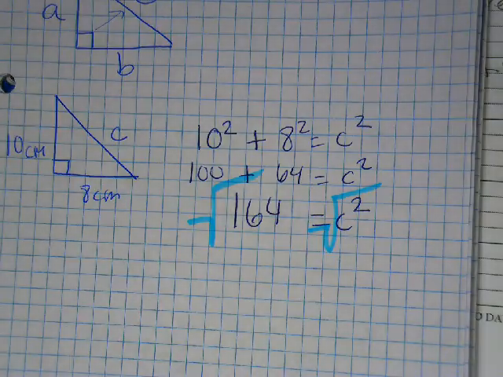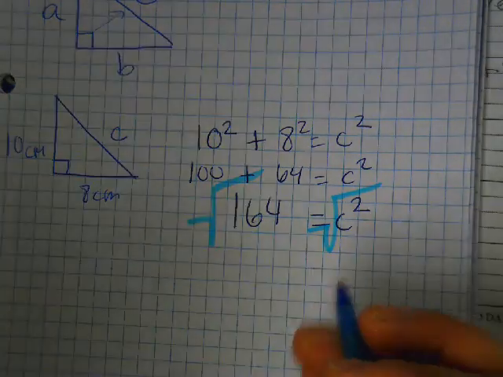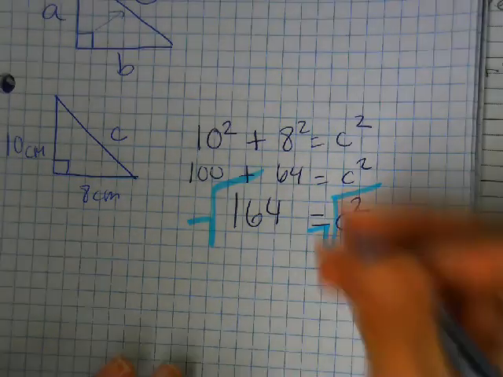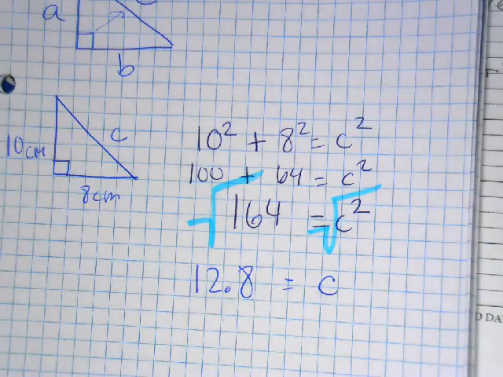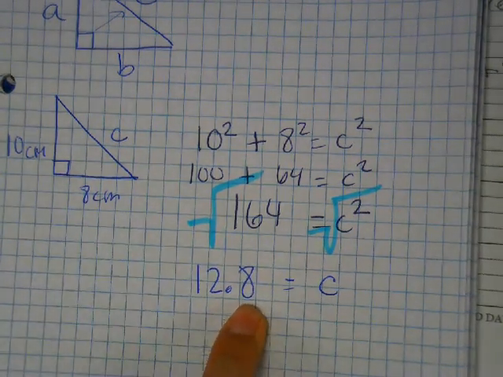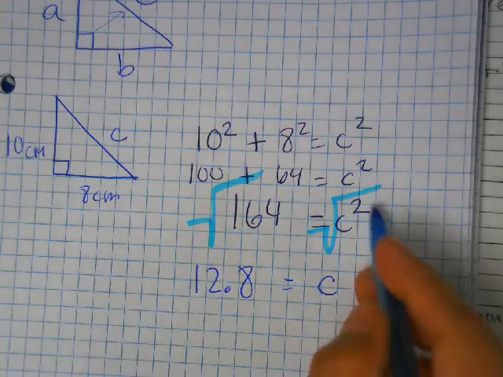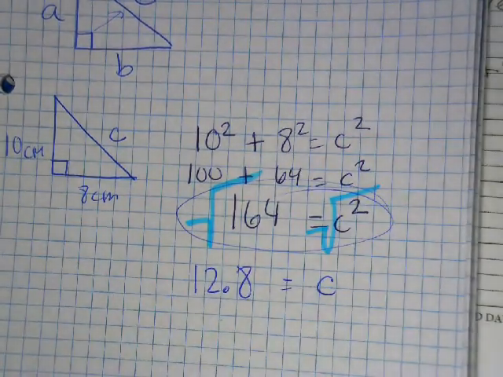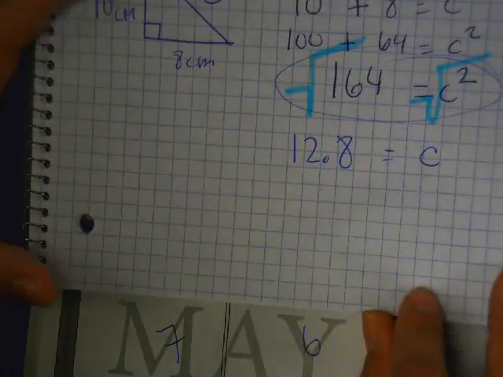So how do we find it? We're going to use an online calculator. So the square root was 12.80. So C equals 12.8. The 0 did not have any power to push the 8 up. So our final answer is 12.8. So the difference between yesterday and today is that in this step, you're going to be using a calculator and then rounding.